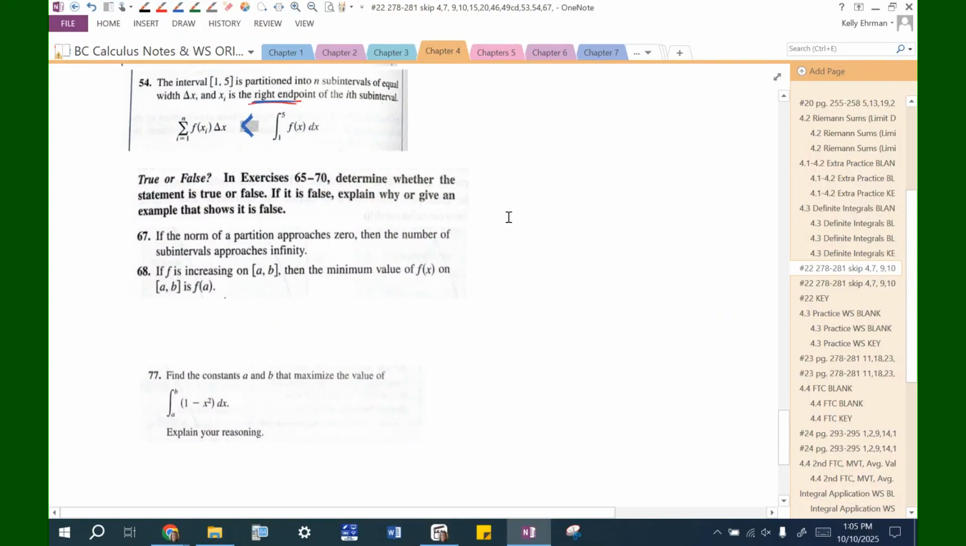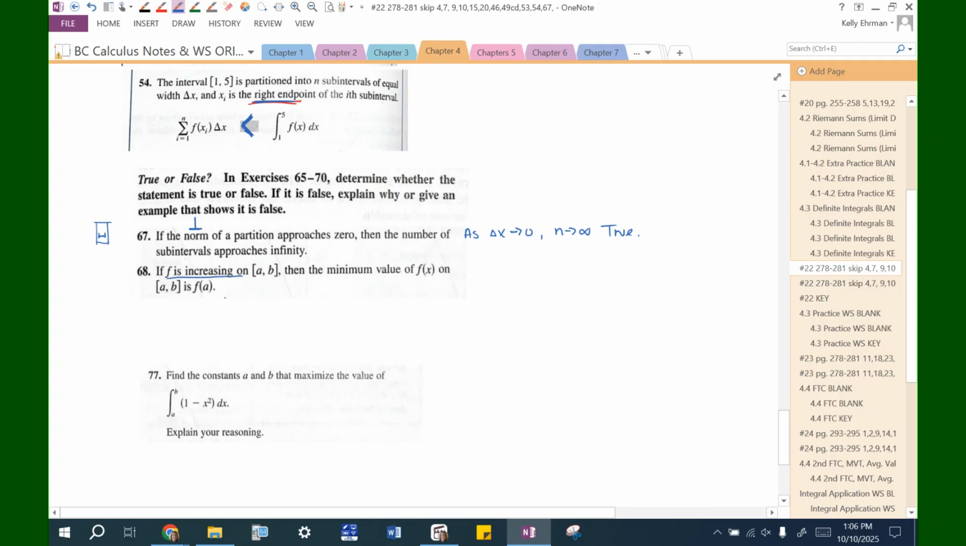And true or false? So if the norm of a partition approaches 0, then the number of subintervals approaches infinity. So what is that saying? The norm of a partition. So this is saying we've got rectangles. The norm is the width of each rectangle. So as delta x approaches 0, the number of subintervals approaches infinity, n approaches infinity. That's true. If you make the rectangle skinnier, you can get more of them in there.